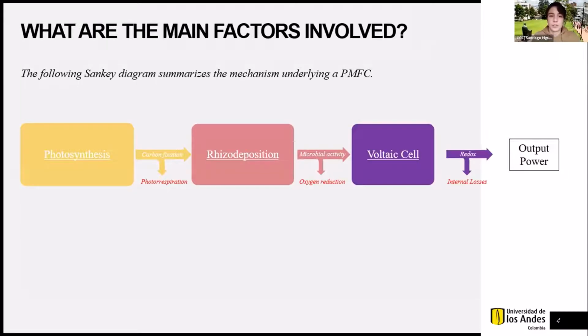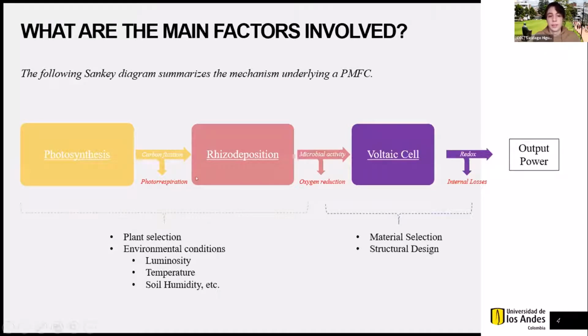So what are the main factors involved in this problem? We built the following Sankey diagram to simply show these main factors. The first step is photosynthesis, which leads to carbon fixation, then to rhizodeposition, which is the exudation of organic matter to the soil. Later, microbial activity will convert this organic matter into charge carriers, such as protons and electrons, and finally, the voltaic cell will take these charge carriers in order to produce the voltage difference. In these steps we have some losses, as you may observe in red: photorespiration, oxygen reduction in the microbial activity, and some internal losses that will make our setup less efficient.